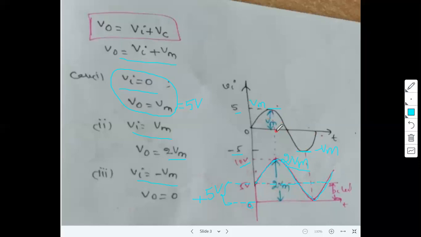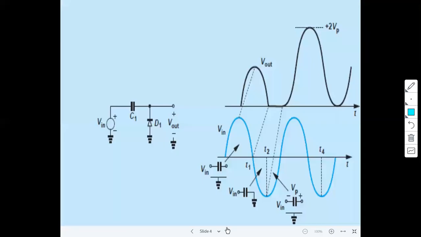The shape of the signal remains the same, but the only thing is that the DC level of the input signal is shifted depending upon the clamper circuit. If it is a positive clamper, the DC level is shifted above the zero axis. If it is a negative clamper, the DC level is shifted below the zero axis. Okay, this is a detailed analysis of the positive clamper.